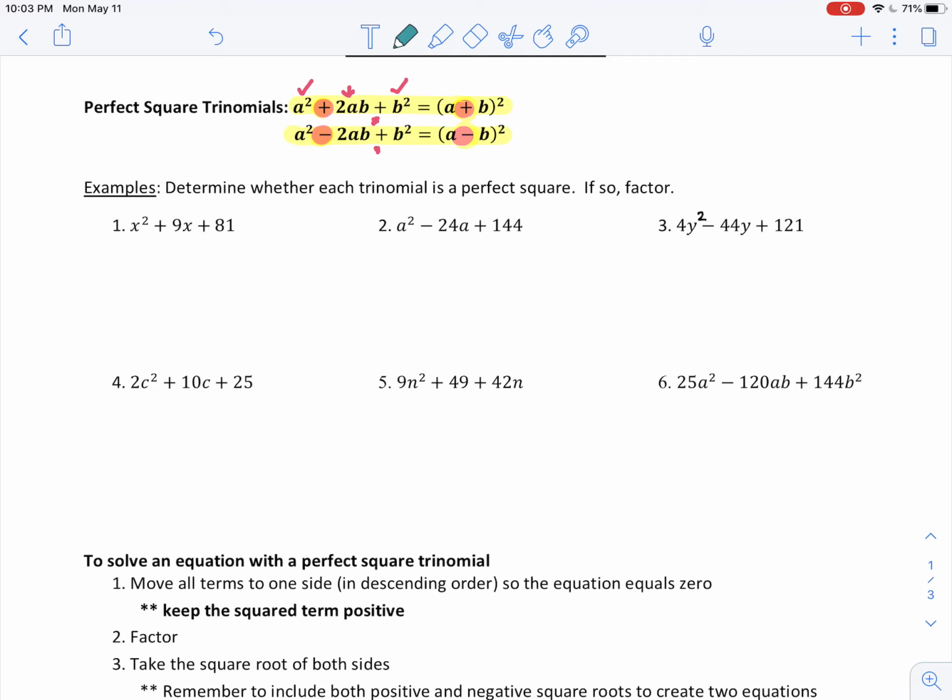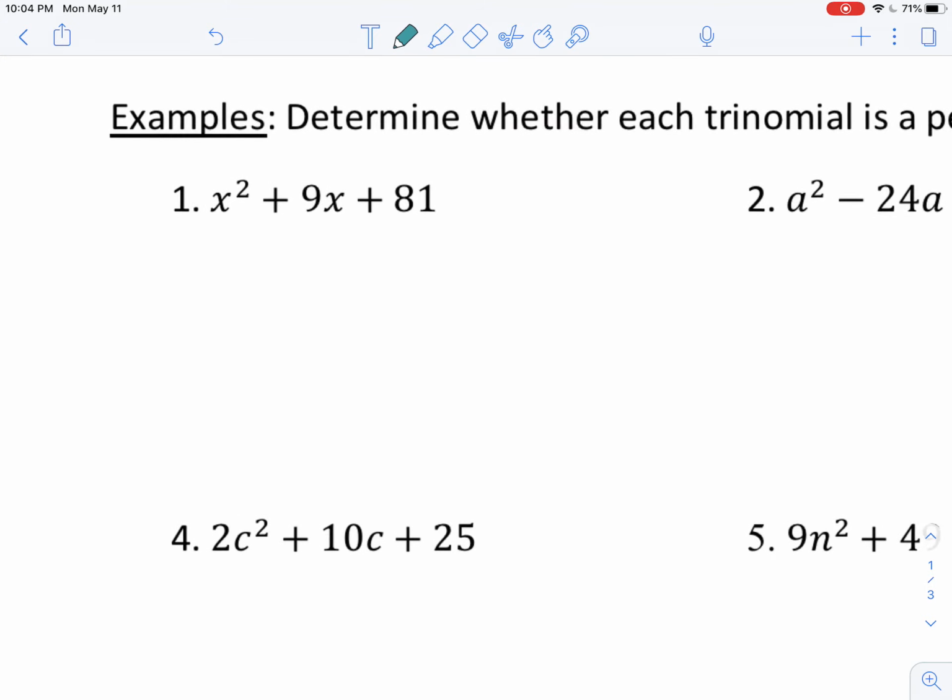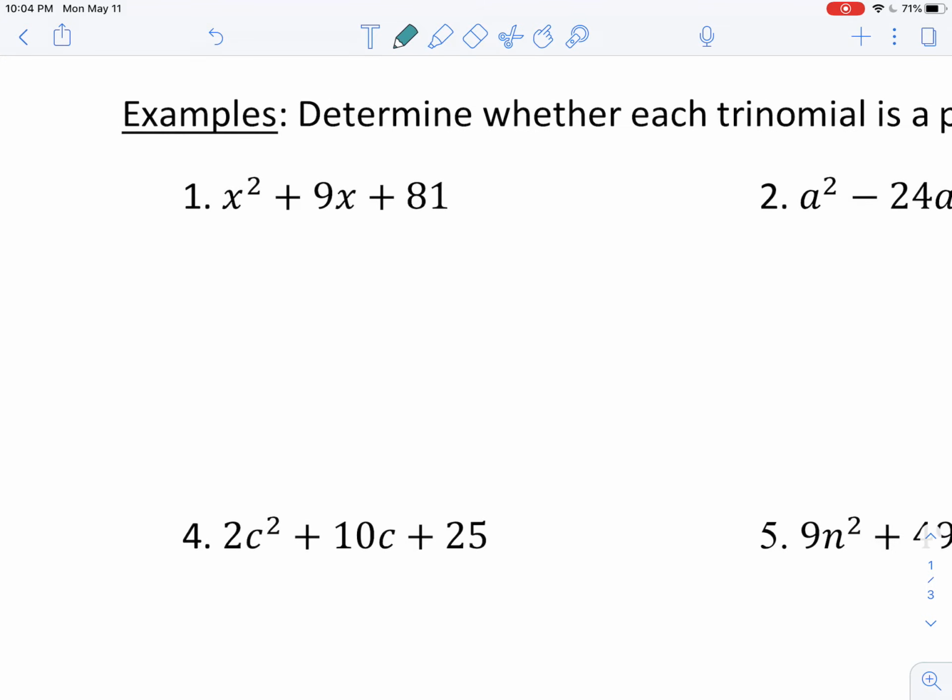Let's look at a few examples. In the first set of questions, it says determine whether each trinomial is a perfect square. If it is, factor it. When I take a look at question number 1, there are 3 things I need to check. Is the first term a perfect square? Well, x squared is in fact a perfect square. Is the last term a perfect square? 81 is a perfect square number.